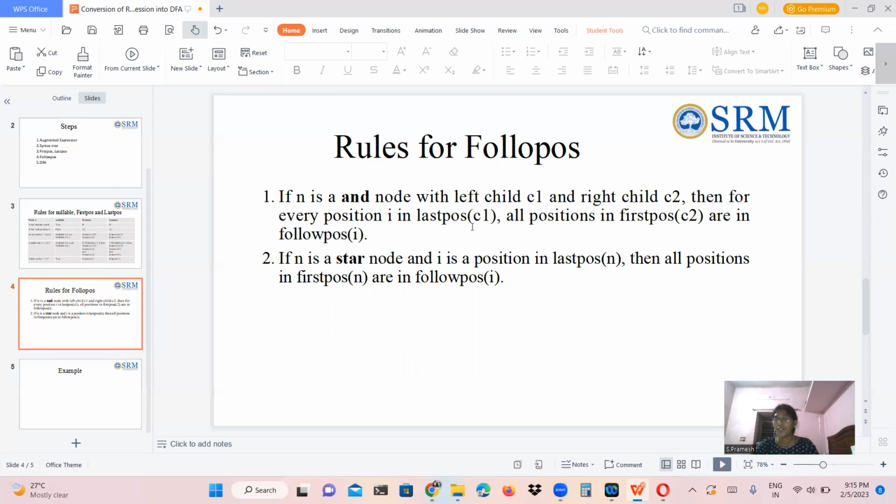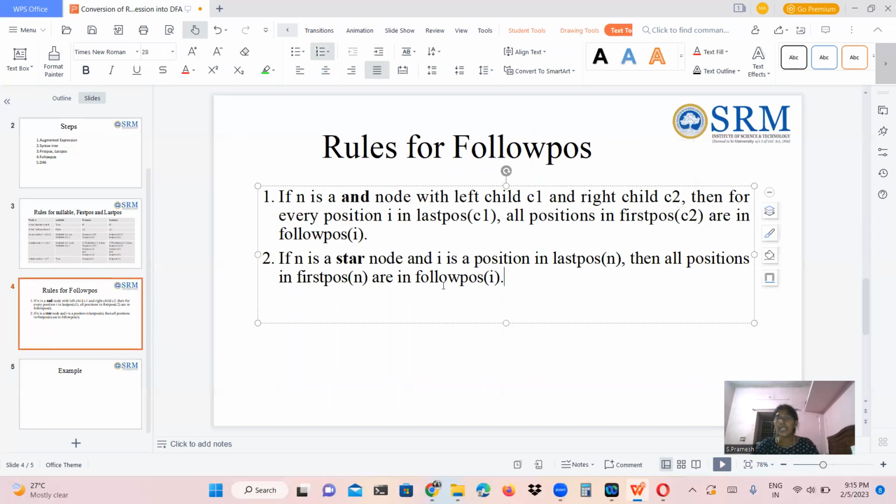Last position of left child. Because this is an AND node, we have a left and right child. So C1 is the left child, C2 is the right child. And all the positions in the first position of C2 are in the follow position of I. I'll tell you an example, then it will be clear. This is the rule of follow position.